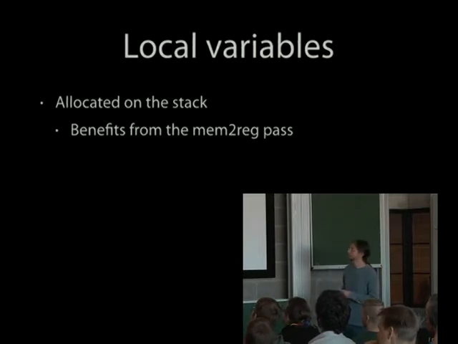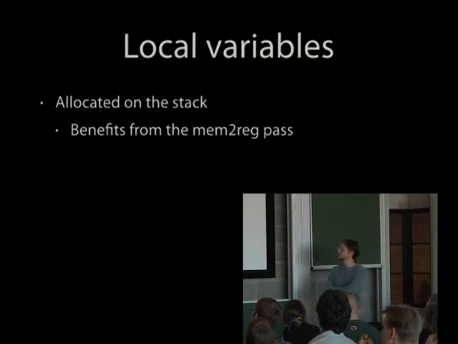All the local variables are always allocated on the stack using the alloca instruction. So something very simple, and the goal is basically to benefit from the mem2reg pass when we generate the final assembly.